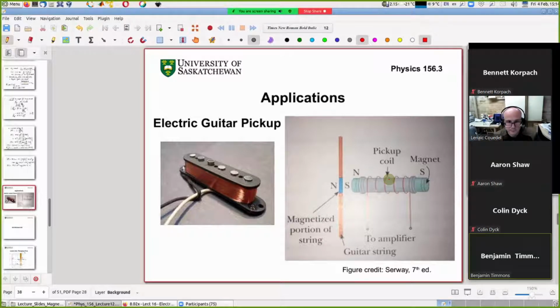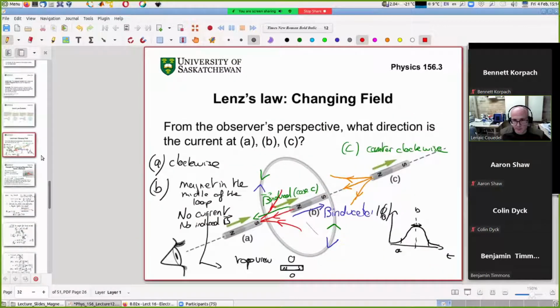Just a clarification. The induced direction is not always opposite to the actual direction of the magnetic field. It's opposite to the change. So if you go back to this case, for example, the magnetic field is getting stronger and stronger. Actually, when you get inside the loop, it's the flux that is getting stronger and stronger. You have more and more magnetic field lines passing through the loop.